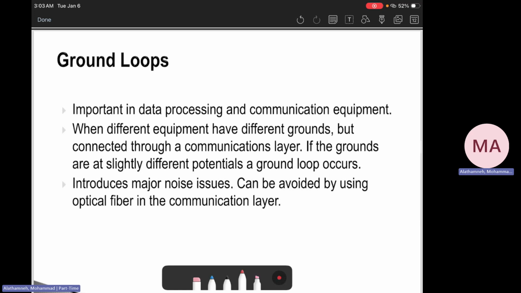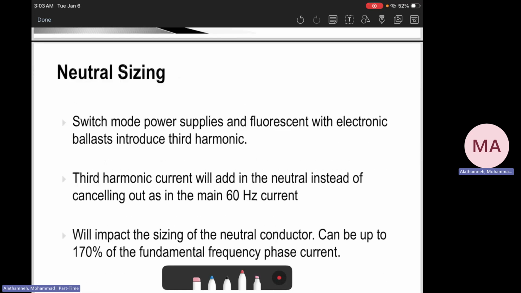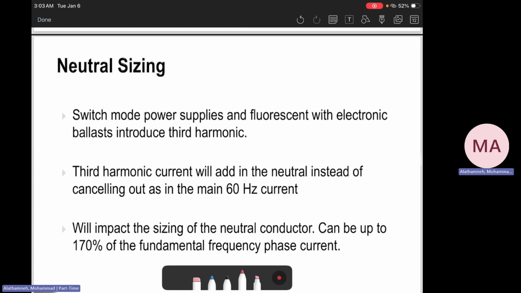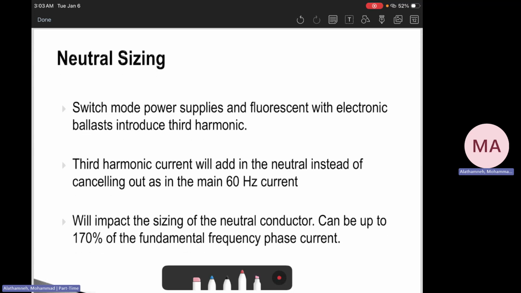And the other thing is neutral sizing and tripling harmonics. The third harmonics can be additive in the neutral. The third harmonics come, again, from electronics, like switch mode supplies, based on power electronics equipment. And this can add up to 170% of the fundamental frequency phase currents, which is 1.7 times the fundamental.